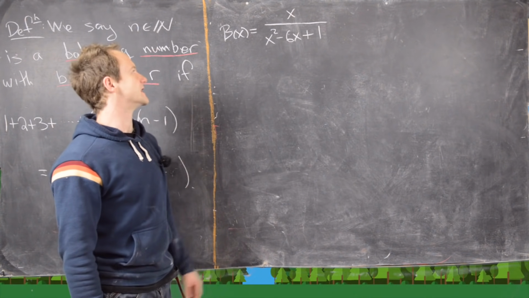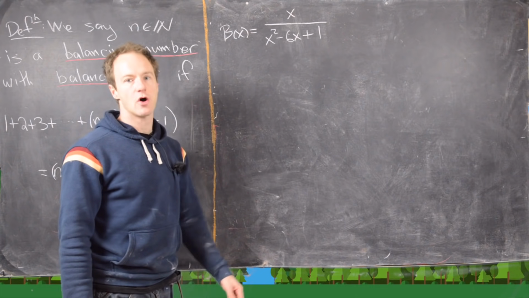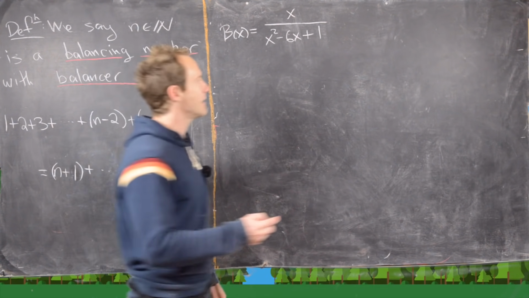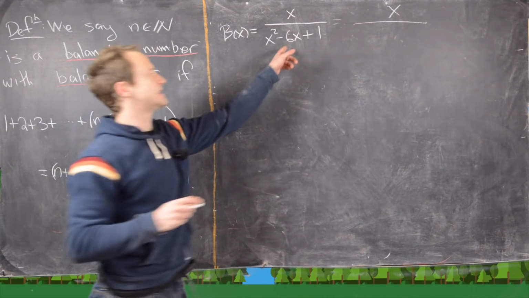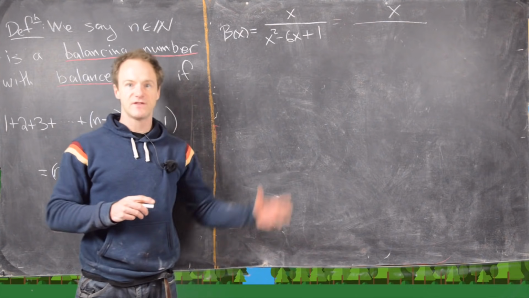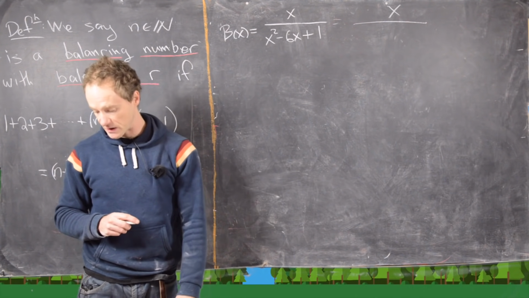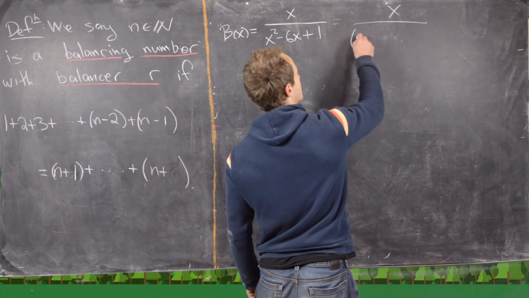Okay, so we ended at this. We have the generating function for the balancing numbers is given by x over x squared minus 6x plus 1. And now I'm going to do something without showing all the details. I'm going to notice that this thing factors, and you can figure out how it factors by solving x squared minus 6x plus 1 equals 0 with the quadratic formula. And this is going to factor in the following way.